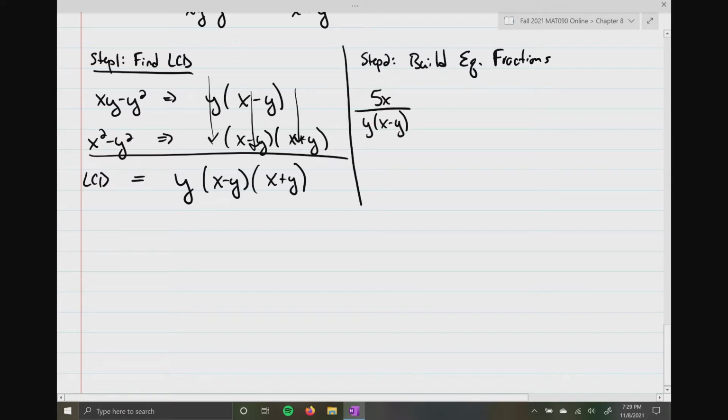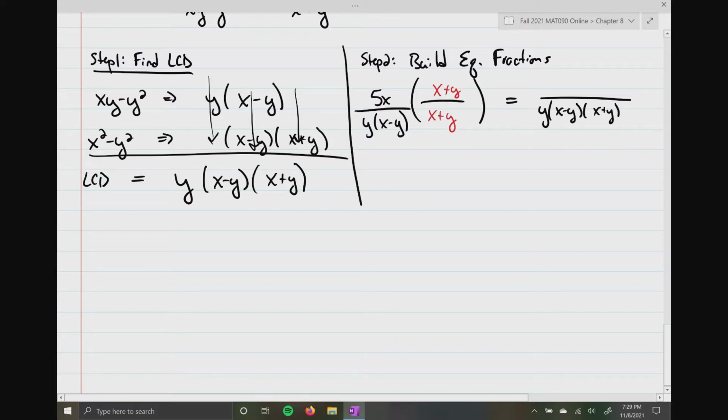So 5x over y times the quantity x minus y. We know we're going to multiply by a fraction so that we get y times x minus y times x plus y in my denominator. So take a minute, pause the video, think about what it is, and what you should have come up with is x plus y over x plus y.